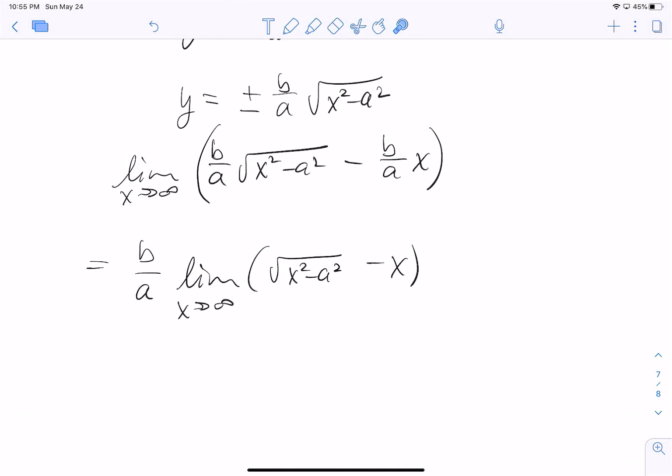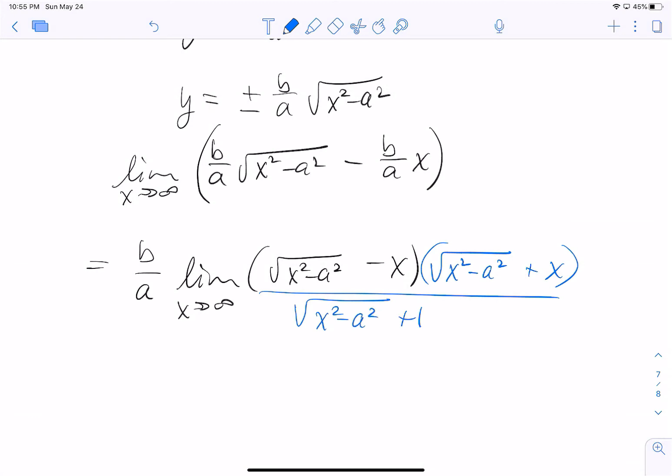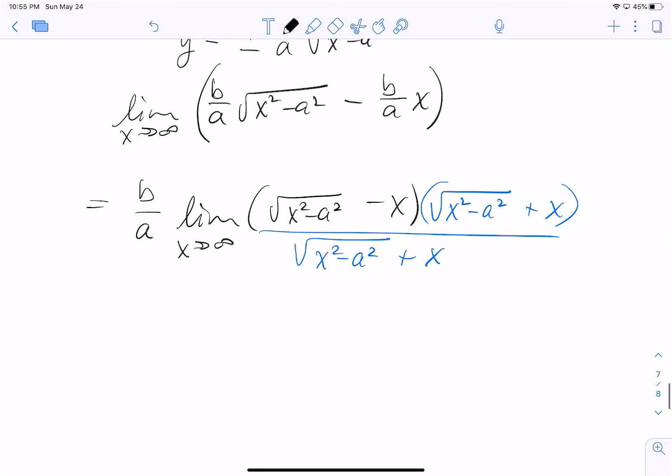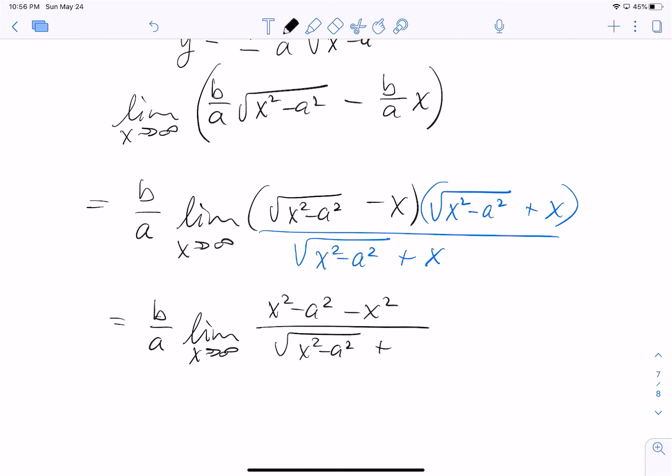You may recall from finding limits before that when we have a square root and another term, oftentimes we will multiply by a conjugate. And so we are going to multiply numerator and denominator by the square root of x squared minus a squared plus x. And as I said, numerator and denominator, so that ultimately we're multiplying by 1. Simplifying that product gives us b over a times the limit as x approaches infinity of x squared minus a squared minus x squared over the square root of x squared minus a squared plus x.